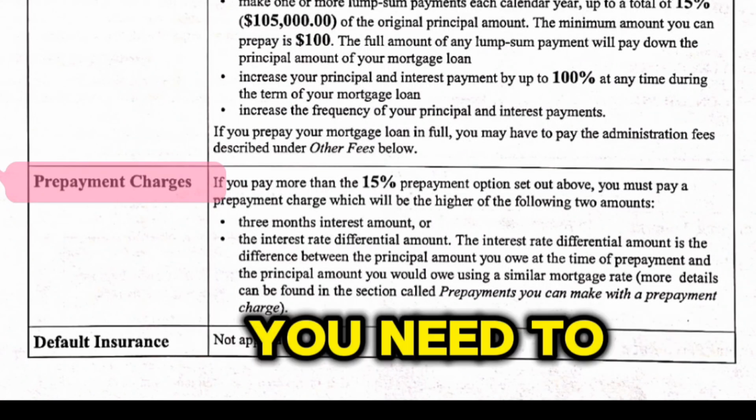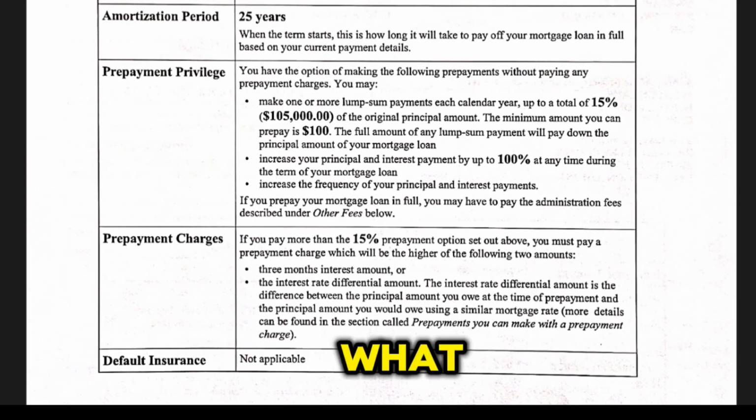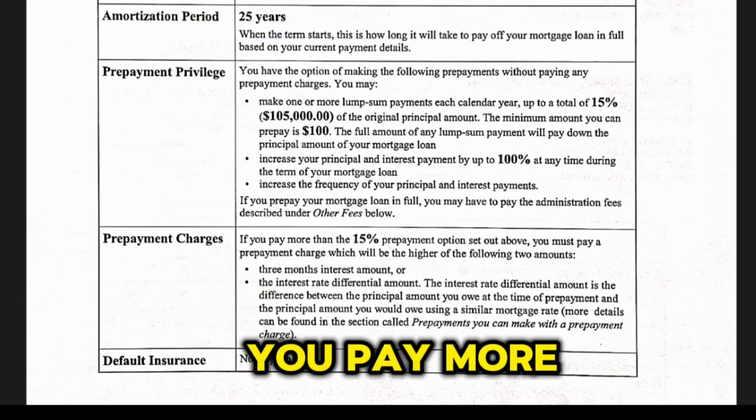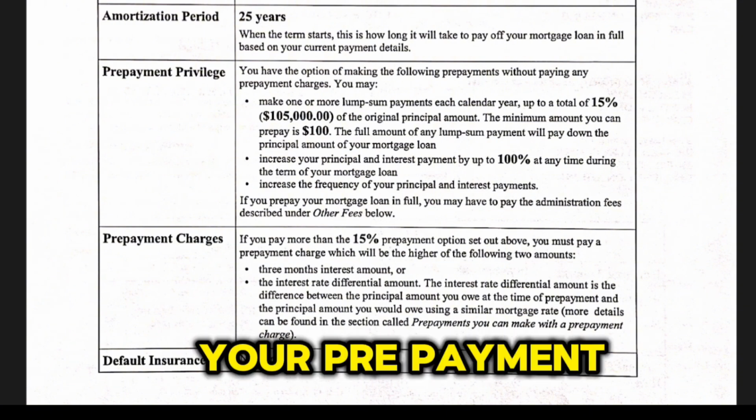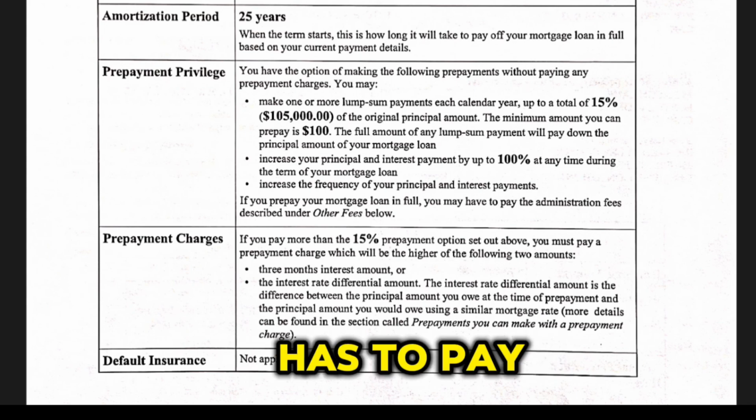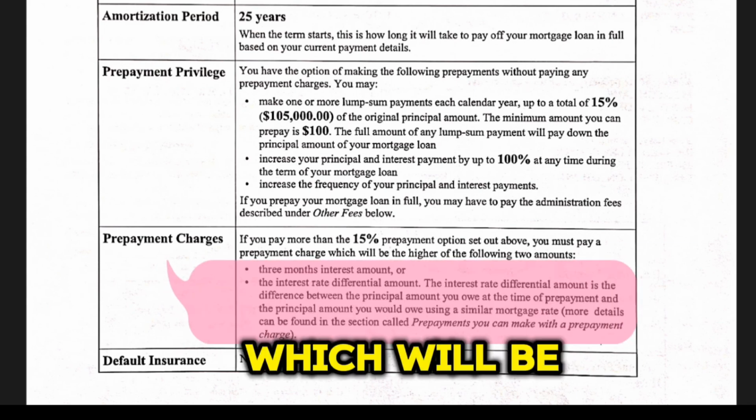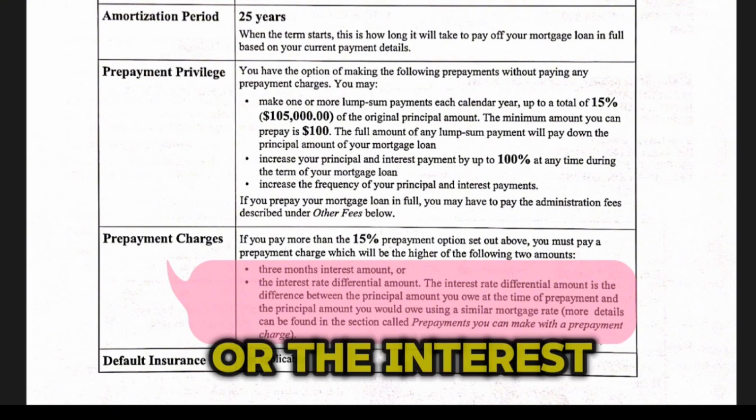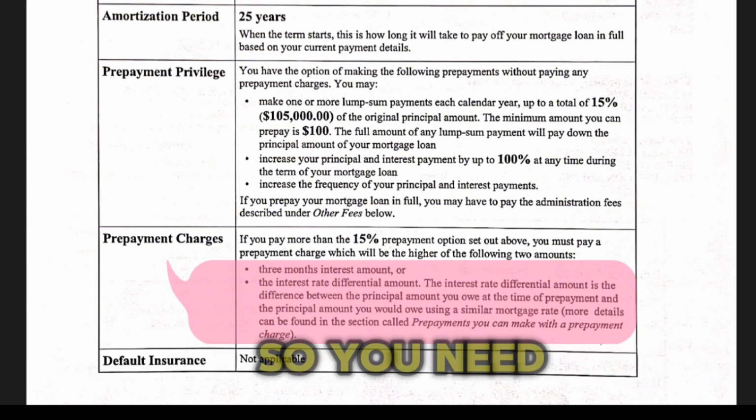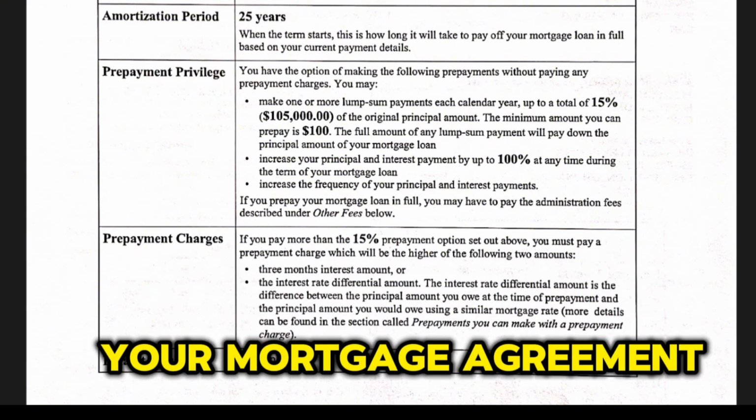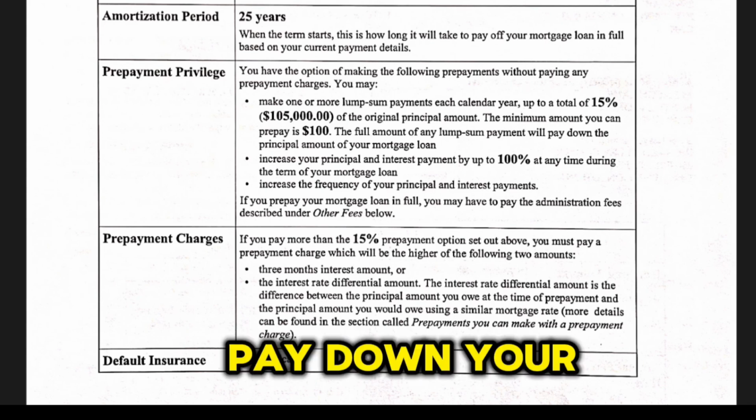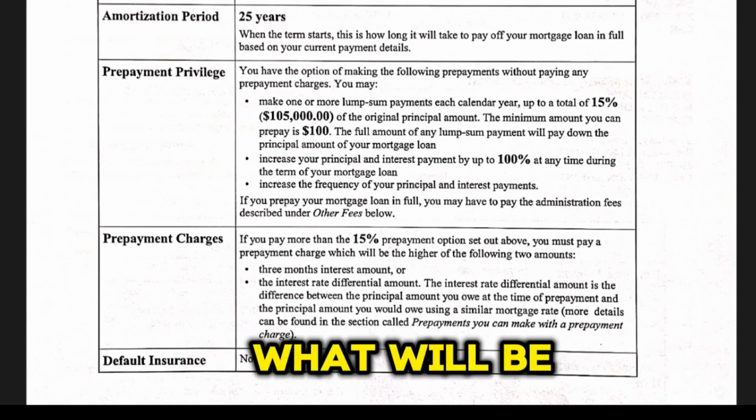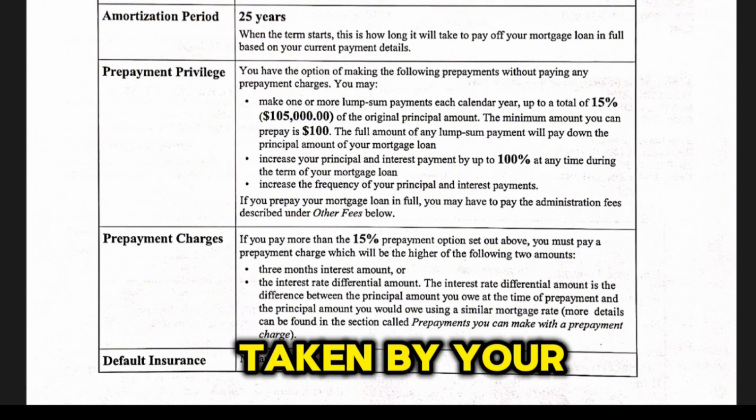So what if you need to pay even more than what your prepayment privilege has allowed you? As per this lender, if you pay more in addition to your prepayment privilege, then the buyer has to pay a prepayment charge which will be the higher of the two amounts, that is 3 months interest or the interest rate differential amount. So you need to check in your mortgage agreement what prepayment charges your lender will take in case you want to pay down your mortgage even faster than what your prepayment privilege allows.